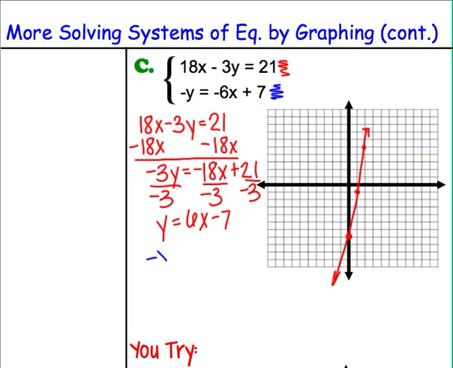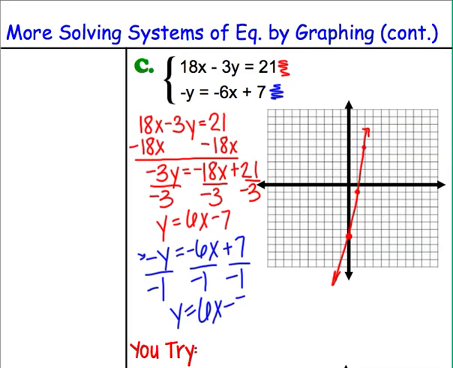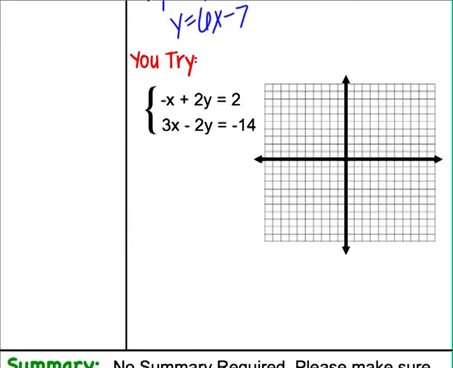So then we use our blue line. We have negative y equals negative 6x plus 7. Well, this looks like it's already solved, except we have this negative here, which means we have to divide by negative 1, which gives us y equals positive 6x minus 7. And that means we're going to have the exact same line here, which means that, as you can remember, this is going to be consistent and dependent because one line is on top of the other.